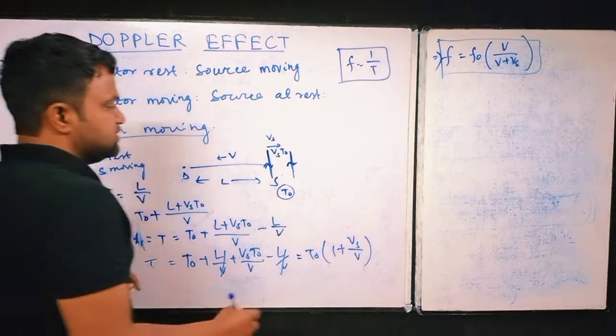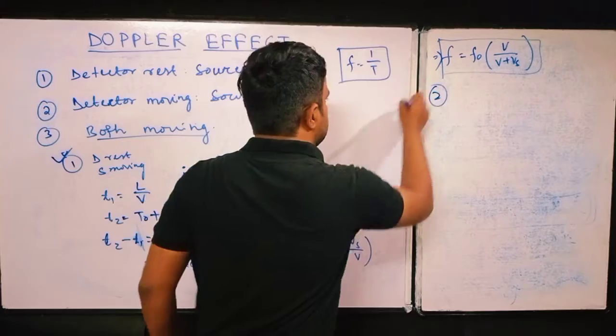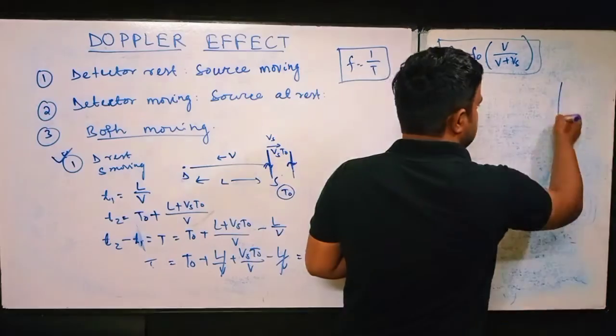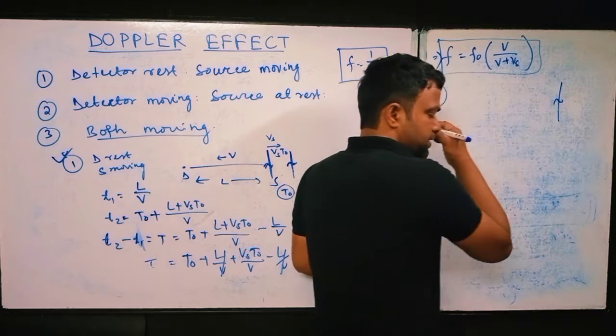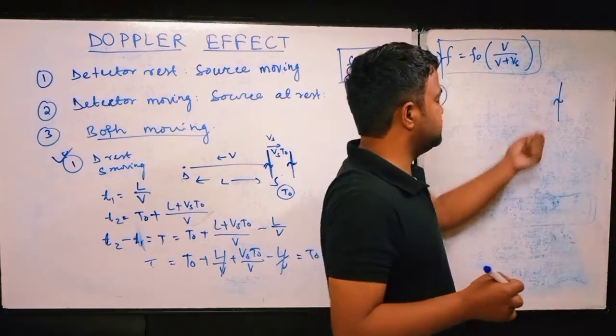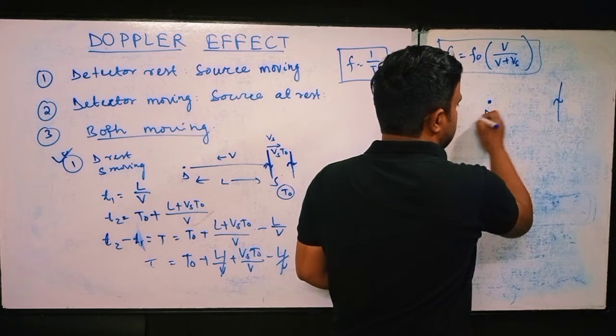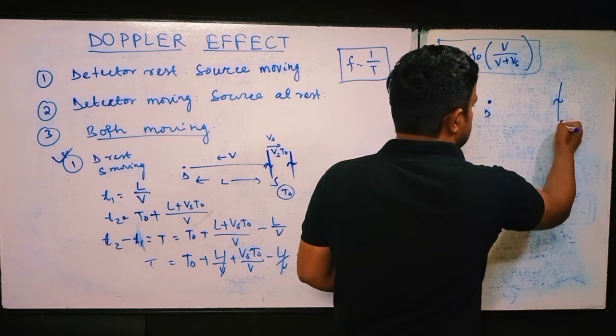The second case is detector moving, source at rest. The source is at rest, producing the sound wave continuously from one position. Now this is your detector D, this is your source.